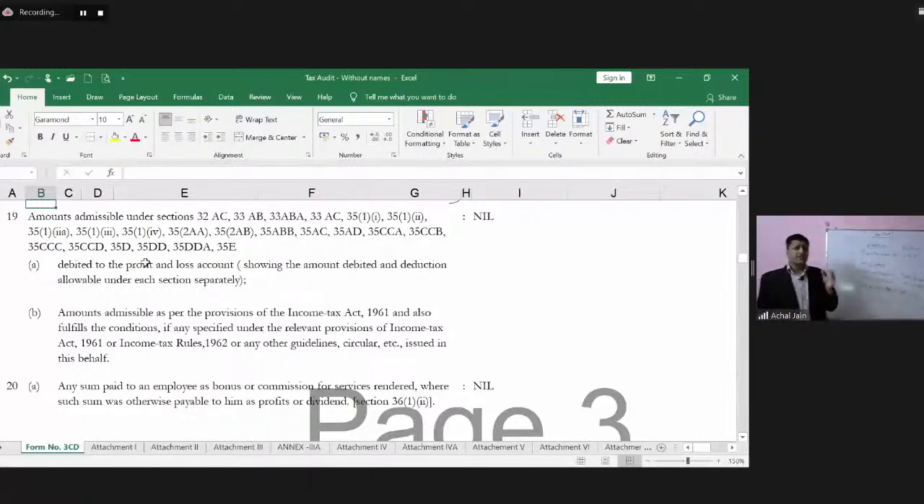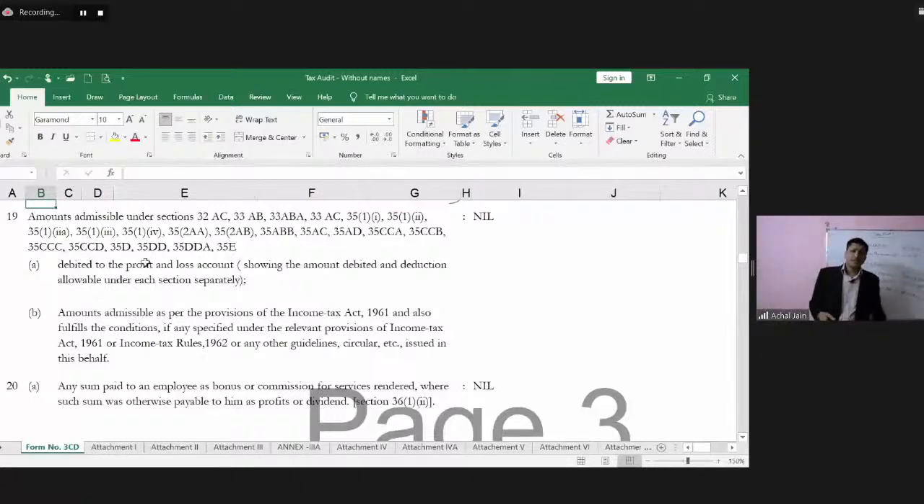So it says if there are any amounts which are falling under any of these sections of the Income Tax Act and which have been debited to the P&L, only then those are required to be captured over here. If those are not taken to the P&L, then those are not required to be captured over here. And these are all about some of the deductions which you see under Income Tax Act.